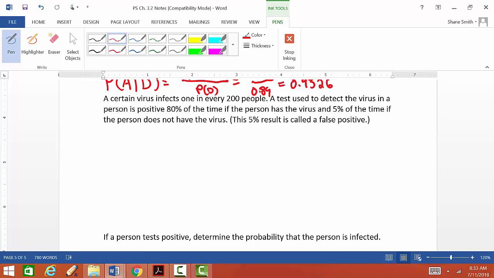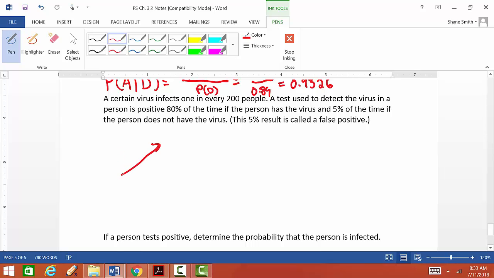When you are taking a medical test, sometimes medical tests can get the test wrong, and sometimes the medical test might say, well, with a 5% likelihood you might get this false positive. In other words, the test says you have a virus, but in fact you actually don't have a virus. So let's draw a tree diagram for this.